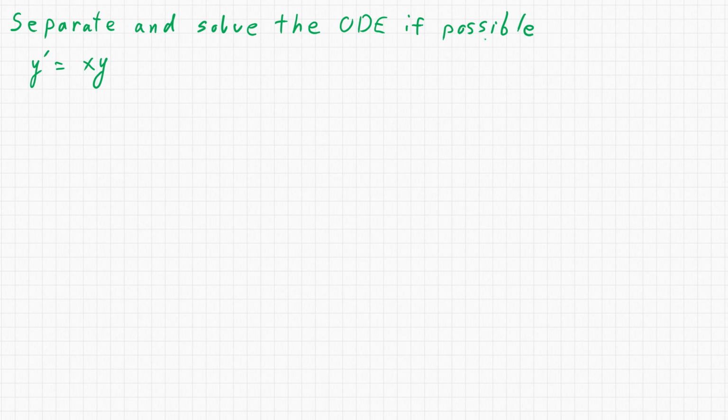Separate and solve the ODE if possible. So in this one we have y prime equals xy. That does look separable, but first let's change the y prime into dy dx for that notational convenience. So that equals x times y.